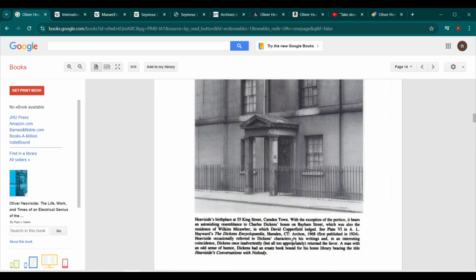Heaviside occasionally referred to Dickens's characters in his writings, and in an interesting coincidence, Dickens once inadvertently but all too appropriately returned the favor. A man with an odd sense of humor. Dickens had an ersatz book bound for his home library reading bearing the title Heaviside's Conversations with Nobody.